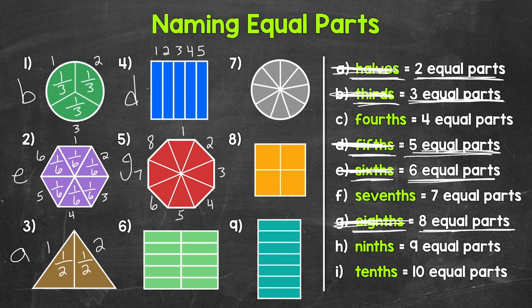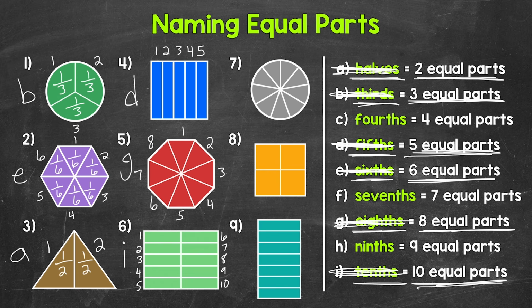Moving on to number 6, this whole has been divided into 1, 2, 3, 4, 5, 6, 7, 8, 9, 10 equal parts. We call 10 equal parts tenths. So let's put an I next to number 6 and cross off tenths. Each one of those equal parts is 1/10 of the whole.